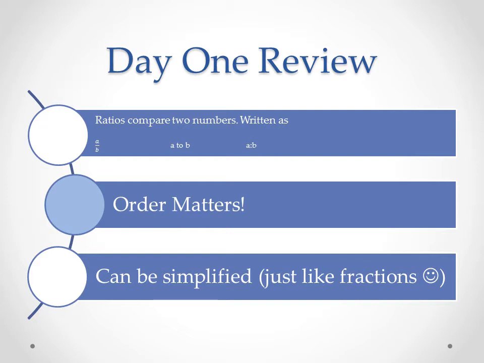Remember that ratios are a comparison of two numbers, and they can be written as a fraction, using the word to, or using a colon. The second thing we talked about yesterday was that the order that you write or solve a ratio in does matter. If you are looking for the ratio of boys to girls, the number of boys would have to be listed first. And ratios can be simplified, just like what we've been doing with fractions.